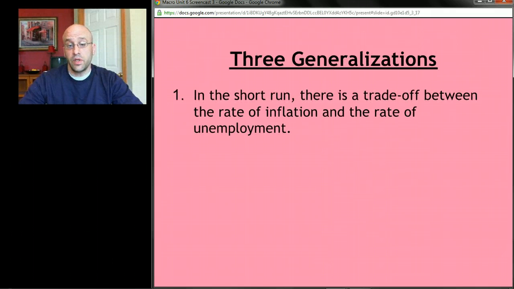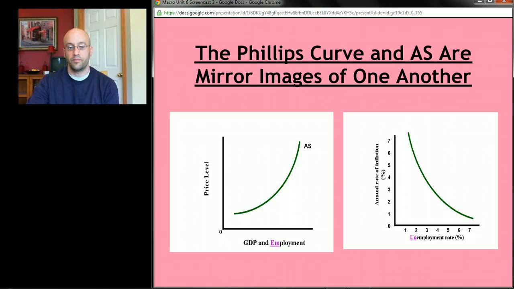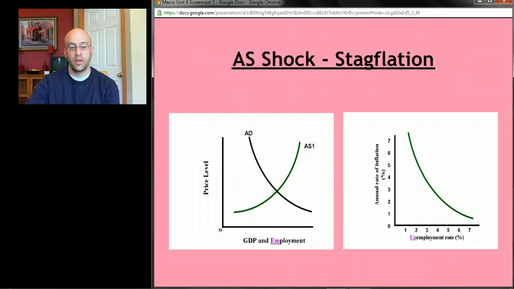Alright, so the first generalization: in the short run, we get this trade-off between inflation and unemployment. Second generalization: aggregate supply shocks, aggregate supply shifting to the left, can cause both higher rates of inflation and higher rates of unemployment. In other words, we get the worst of all worlds when aggregate supply shifts to the left. So again, going back to our side-by-side graphs, on the left we have the AD-AS graph, on the right we have our short-run Phillips curve.